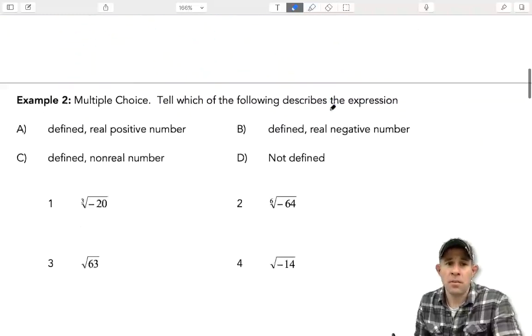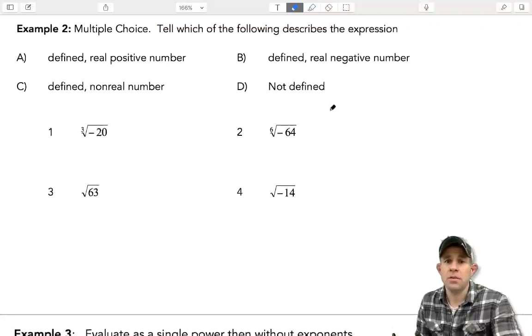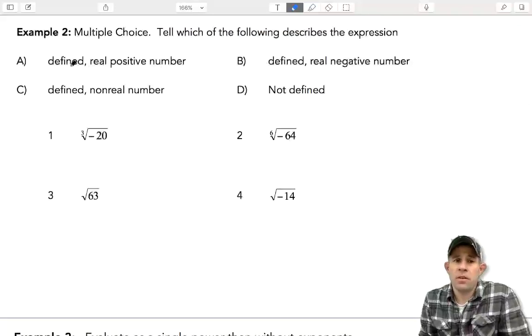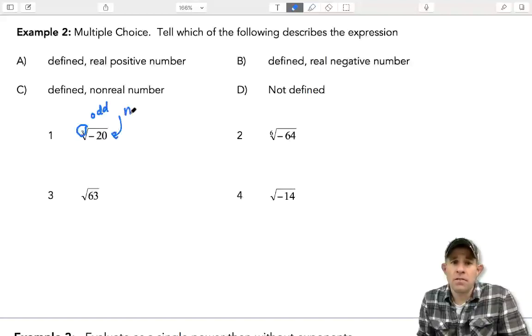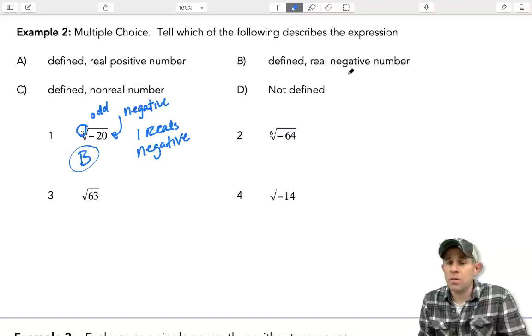All right. Example 2 is a little bit of multiple choice. Tell which of the following describes the expression. Is it defined as a real positive number? Is it defined as non-real? Is it defined as a real negative number? Or is it not defined? So here we're taking the cube root of negative 20. Because our root is an odd number and this is negative, we know that there will be one real solution, and that one real solution is going to be negative. So if we're looking at our choices across the top, we are going to select B. B is defined and it's a real negative number.